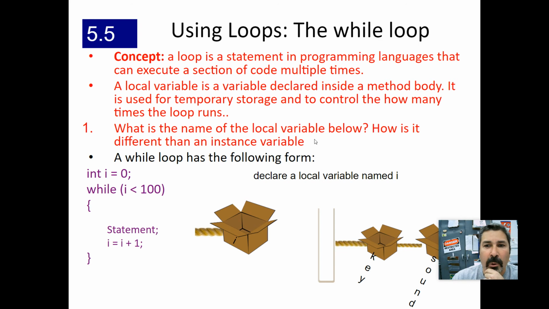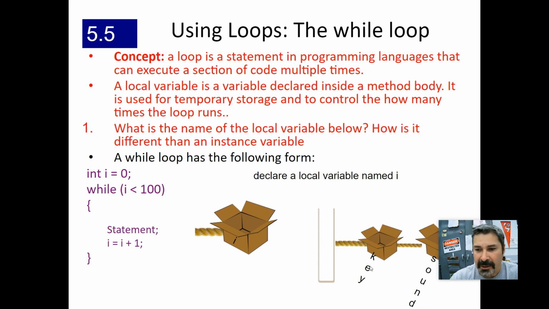Okay, so here's the deal. What is the name of the local variable below? How is it different than an instance variable? All right, before we get started with looking at the loop, let's answer that question. So we have int i equals 0. That is a local variable. So if you look at this, we have our box named i, and the rope is attached to this method, this little section of code. So when we get to the end of the section of code, i disappears. So this belongs to this, and when you get to the bottom of this, it disappears.